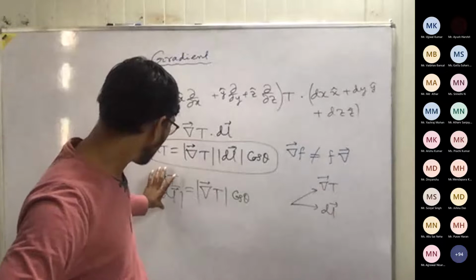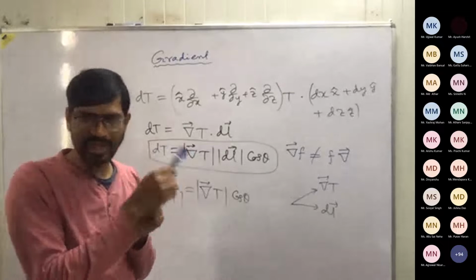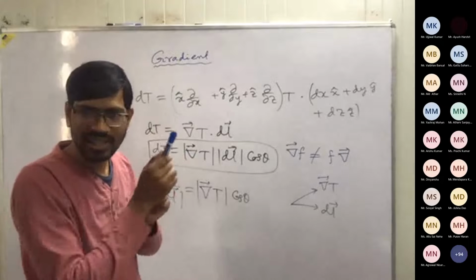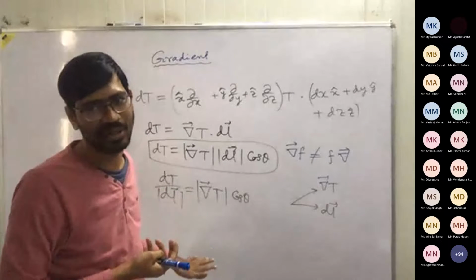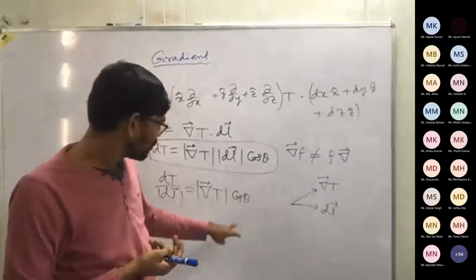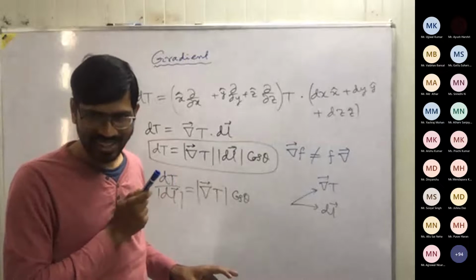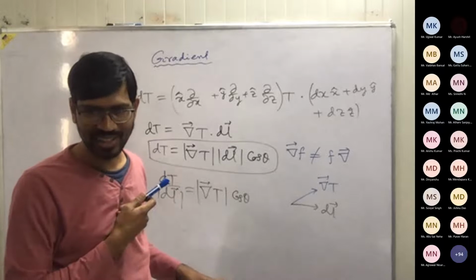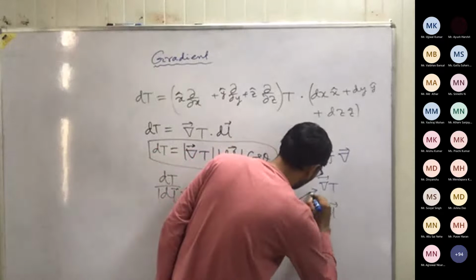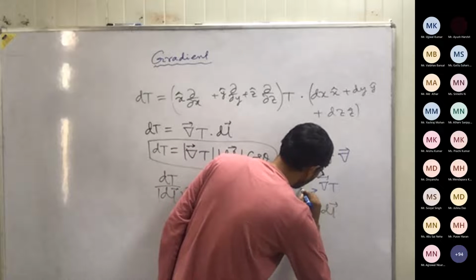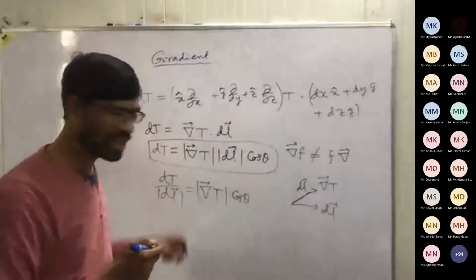So basically what you do is change the direction of dl, and you see in what direction the rate of change of this function is maximum. You can easily find that you have to align your arbitrary vector along the direction of grad T. Only when you align it along grad T will you see the maximum change in T.